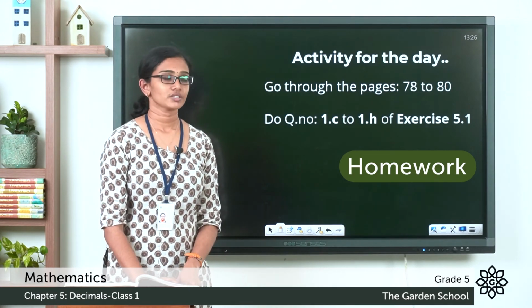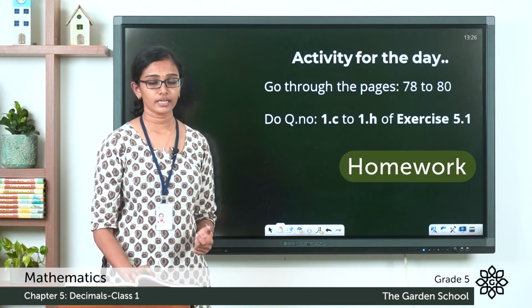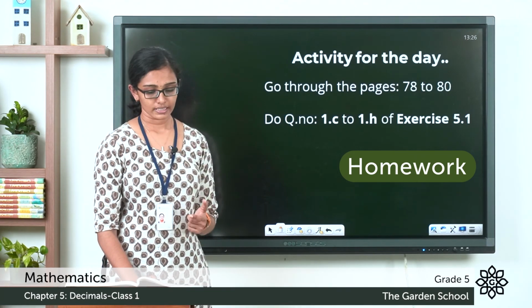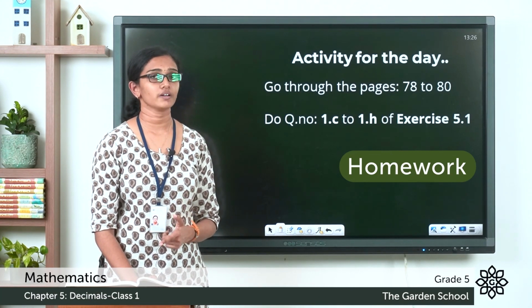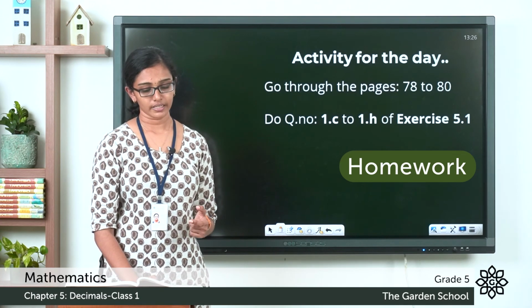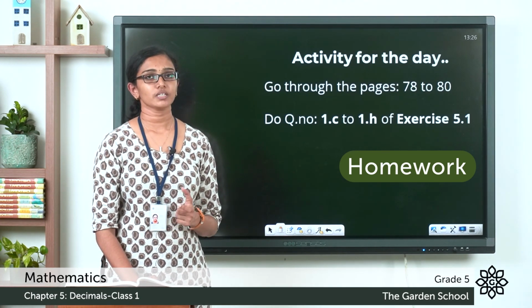Children, you have to go to the pages 78 to 80 in your textbook. You can go through all these topics, and as an activity, you have to move on to exercise 5.1. You have to complete the questions 1C to 1H. Question number 1A and B we have already discussed in class. You have to complete from 1C to 1H. Once you are done with that, please take a picture and do send us through Teams.